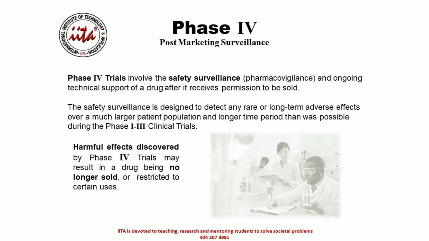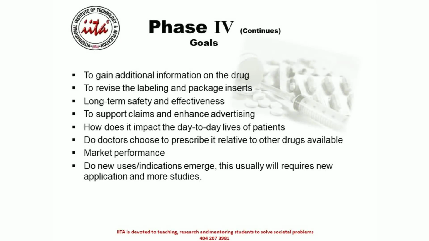Phase 4. This is post-marketing surveillance. Phase 4 trials involve safety surveillance and ongoing technical support of the drug after it receives permission to be sold. The safety surveillance is designed to detect any rare or long-term adverse effects over a much larger patient population and longer time period than was possible during Phase 1 through 3 clinical trials. Harmful effects discovered by Phase 4 trials may result in the drug being no longer sold or restricted to certain uses.